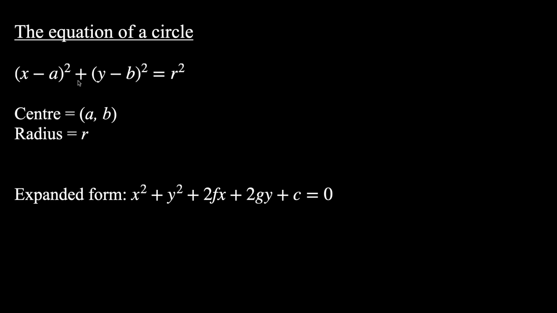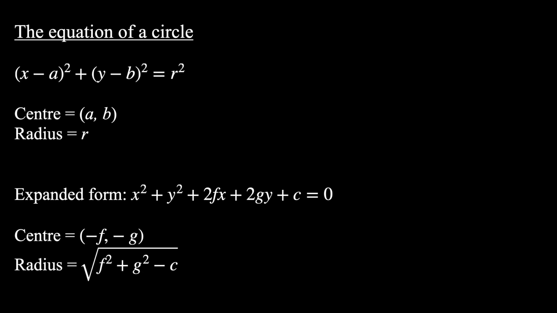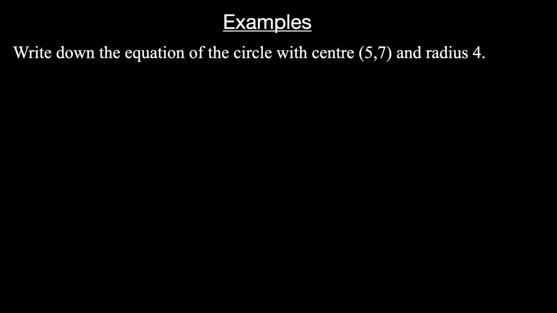You can get this equation by expanding out these brackets, and from this equation, the center is (-f, -g), and the radius is the square root of f squared plus g squared take c. And I'll look at an example involving the expanded form in a minute. But first, I just want to demonstrate where this equation comes from, why it looks like this. So let's look at an example.